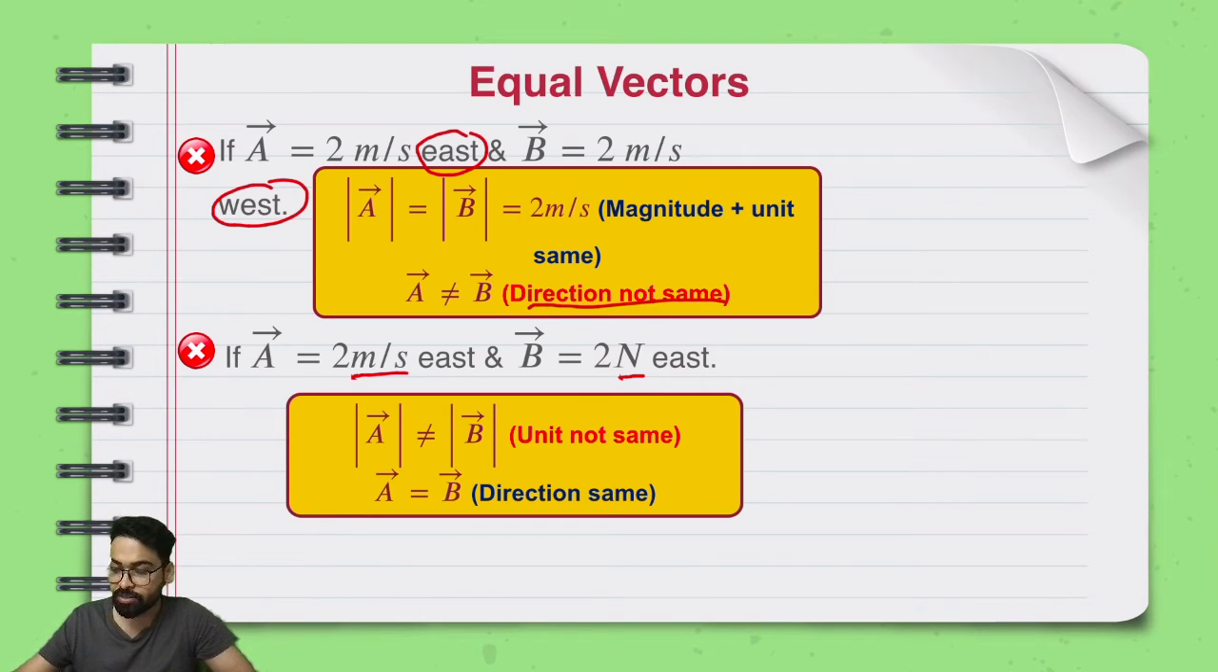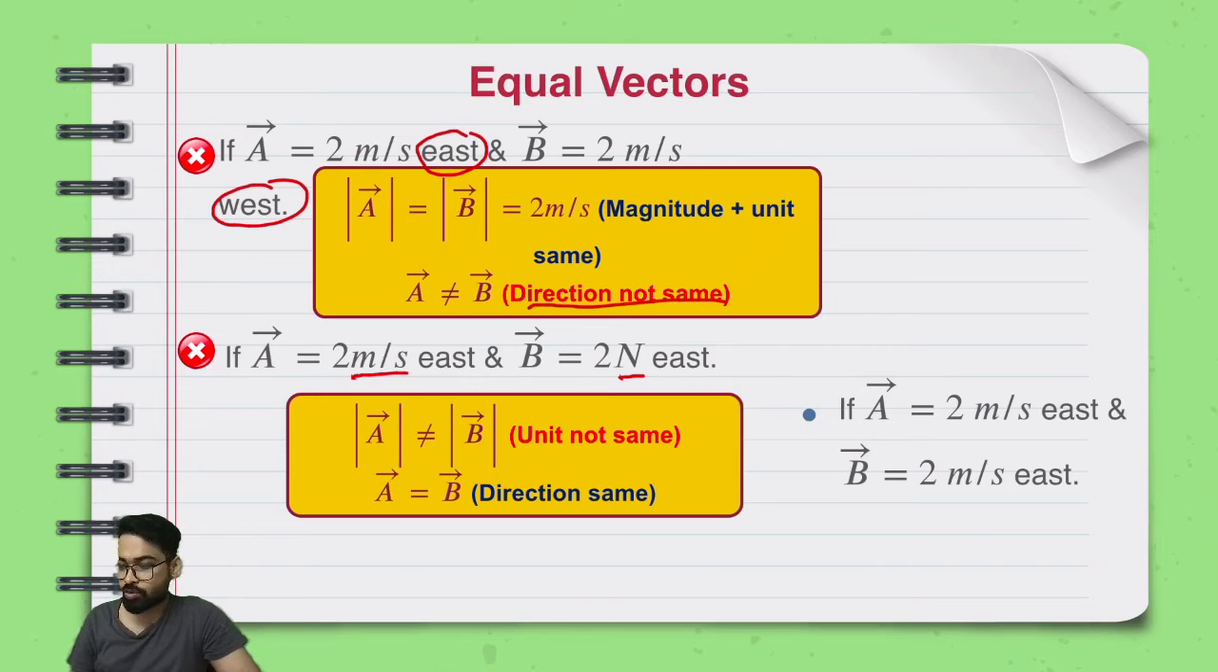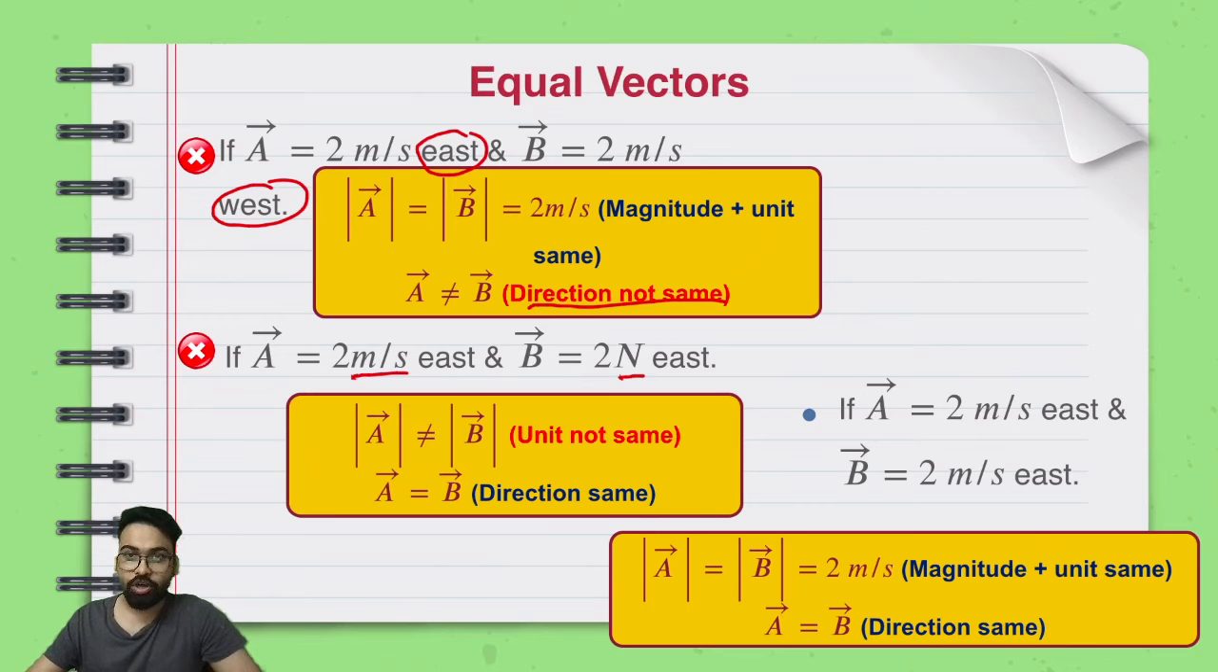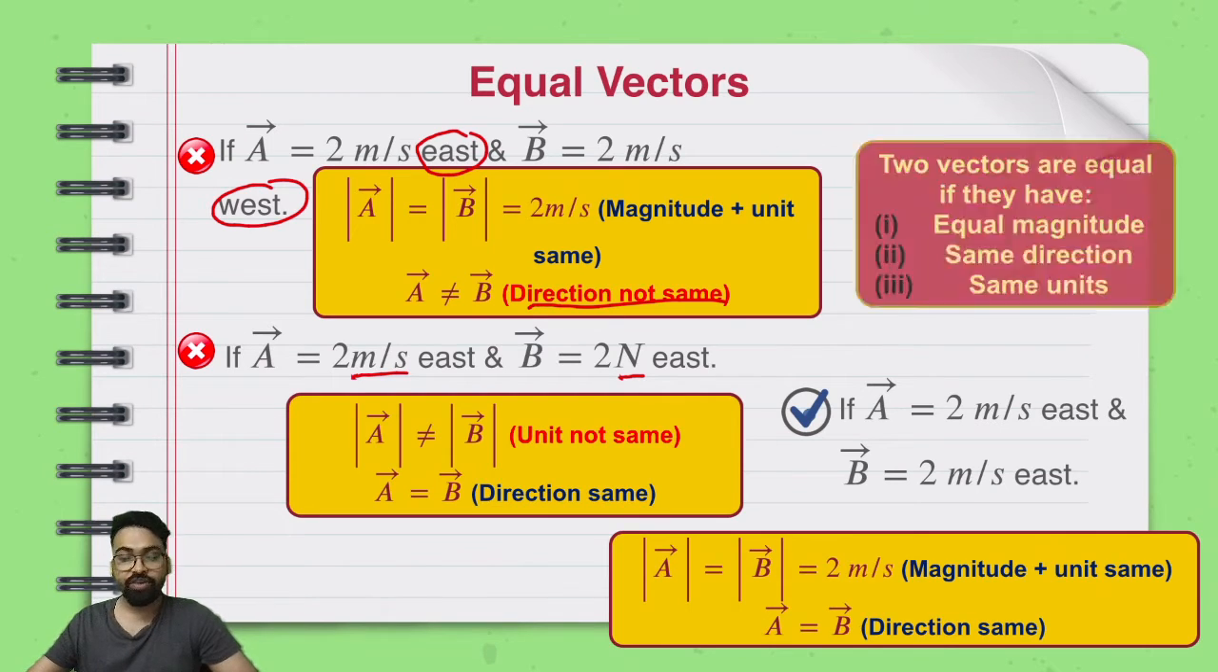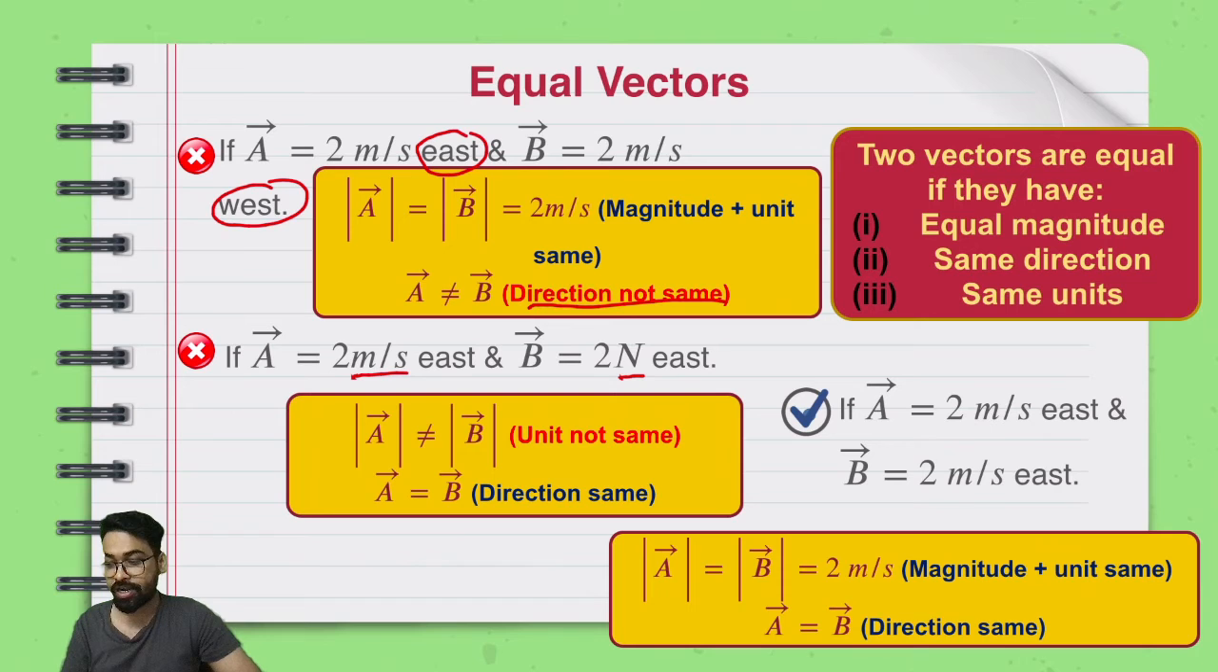Let's take up the third one. If there is a vector which has the same magnitude, the same units, and the same direction, both A and B, this time around you will say yes, they are going to be your equal vectors, because the magnitude is same, the unit is same, as well as the direction is same, everything is same. If all three things match up, then you say this is an equal vector. So how do we define it? We will say that two vectors are equal if and only if they not only have equal magnitude, but they have the same direction as well as the same units. Alright, we have talked about equal vectors.